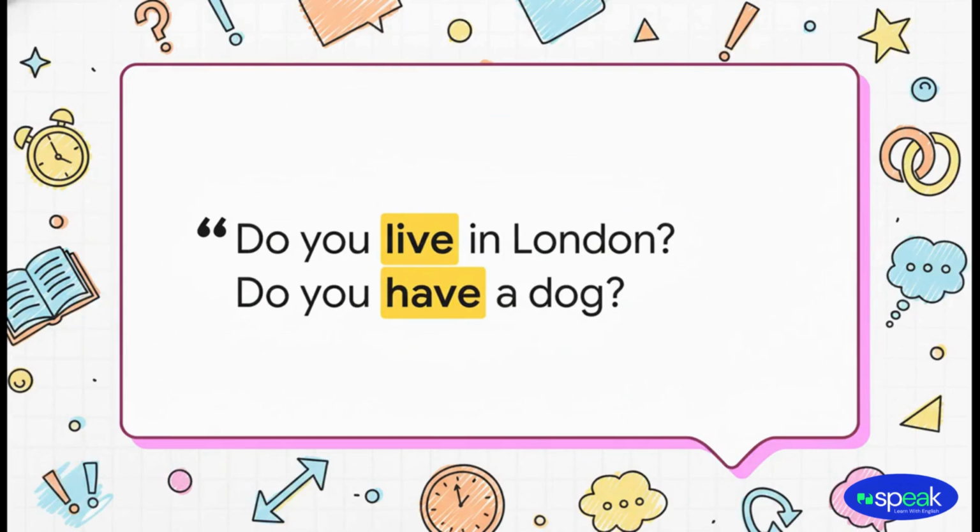And now, look at the contrast. Do you live in London? Asks about an action, the action of living somewhere. Do you have a dog? Is about the action of having something. See the difference? Here, we're asking what someone does.